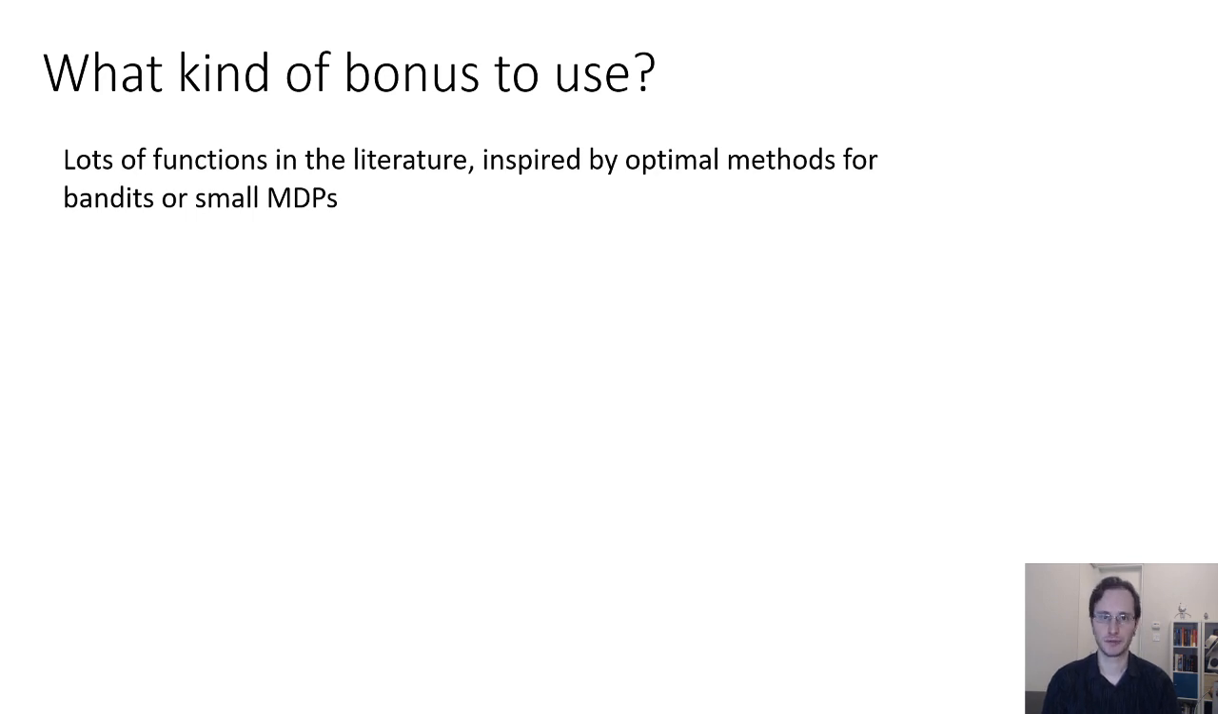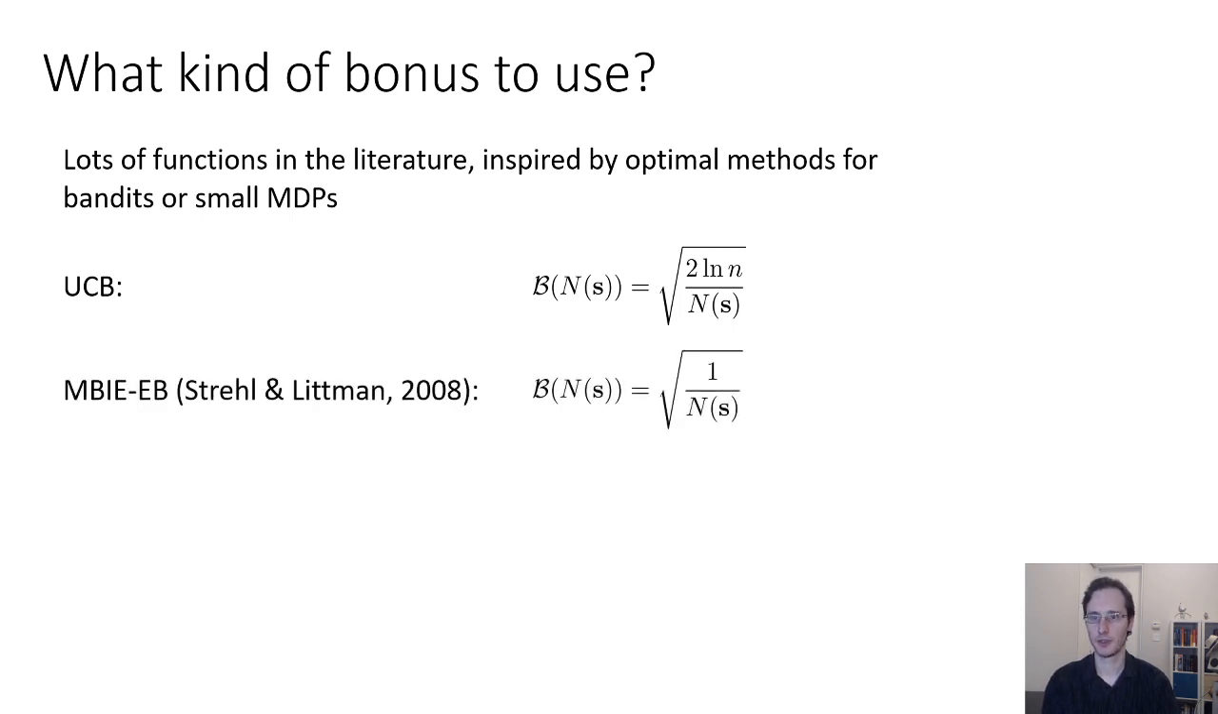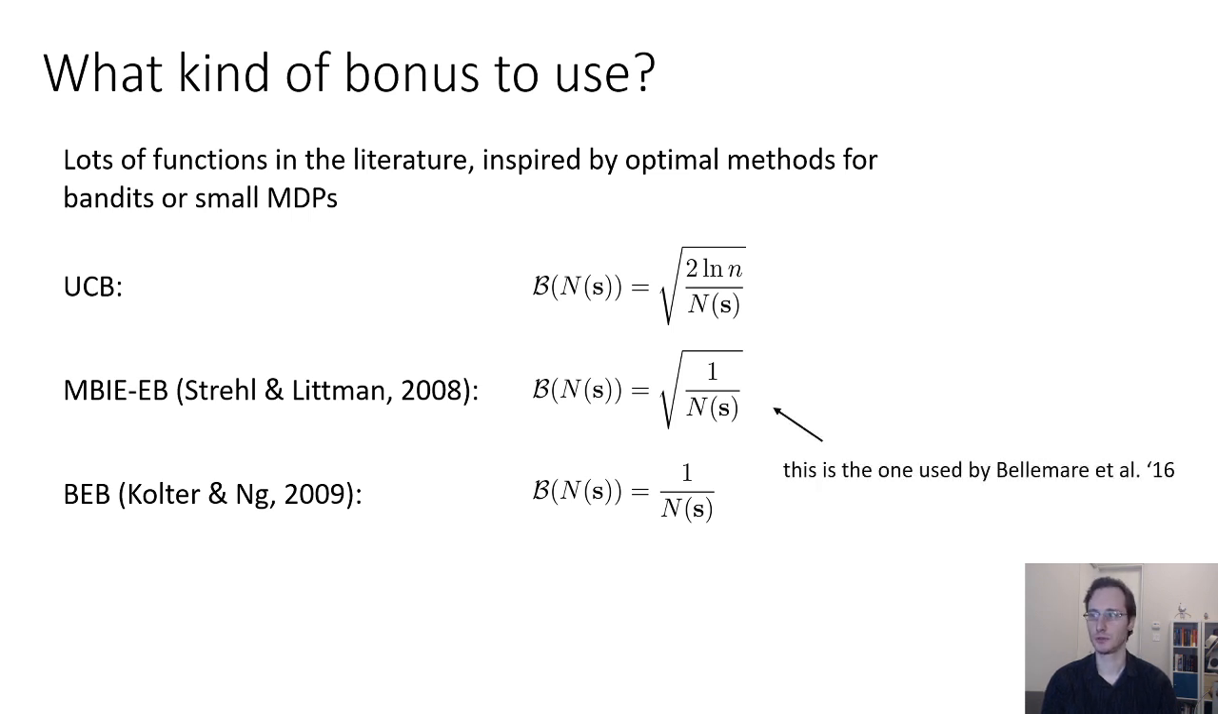Now there are lots of bonus functions that are used in the literature, and they're all basically inspired by methods that are known to be optimal for bandits or for small MDPs. So for example, the classic UCB bonus would be 2 times log little n divided by big N, and then you take the square root of that whole thing. Another bonus, in this paper by Strehl and Littman, is to just use the square root of 1 over n of s. That's a little simpler. Another one is to use 1 over n of s. They're all pretty good. They could all work. This is the one used by Bellemare et al., but you could choose whichever one you prefer.